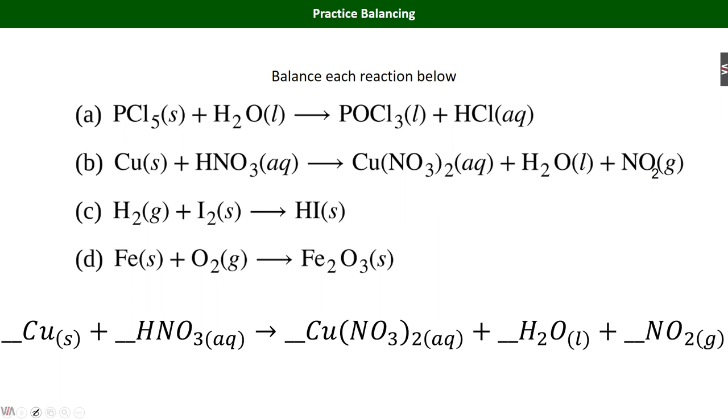So can we put a three there? No. Why not? Because then it messes with the water. How does it mess with the water? It's an odd number of hydrogens, and we only have an even number of hydrogens on the right. So that means that this has to be an even number, and it has to be at least three. So let's try four. See what that does. That changes our waters over here to be a two.